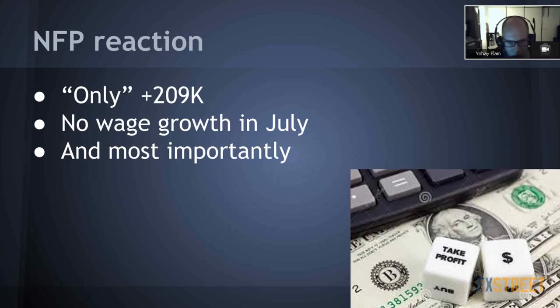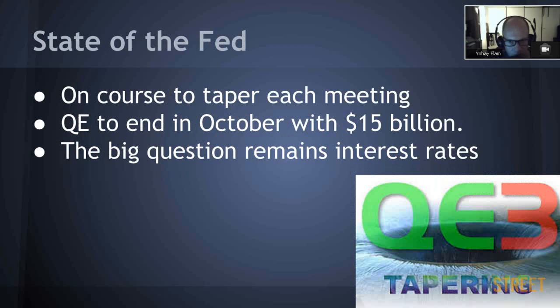State of the Fed. The Federal Reserve, Janet Yellen, they're on course to taper each meeting by 10 billion. So far we had 6 tapers, a 7th one is coming in September, and the last taper will be of 15 billion in October. That will be the end of quantitative easing, QE3. The big question, as aforementioned, is rate hikes. When will they come?